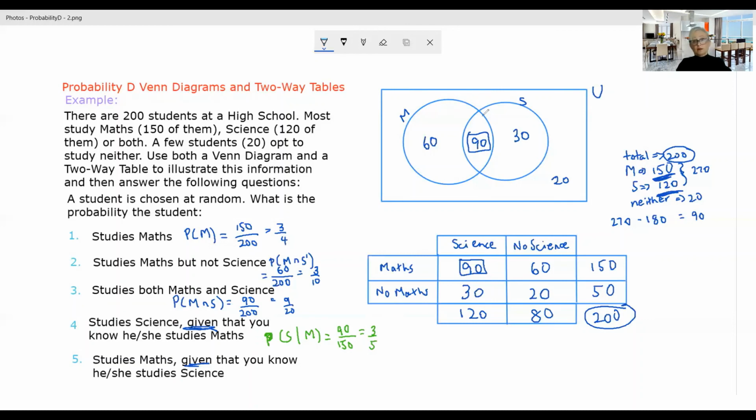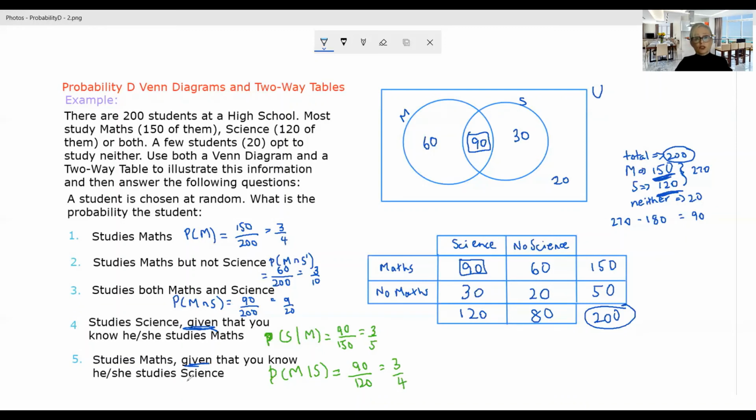So just saying that again, if you are told that the person studies maths, you then basically are only considering that part of your situation. So your maths total becomes your denominator and the number that do both becomes your numerator. Okay, similarly, in this case, we're just concerned with the people studying science and we want to know what's the probability that someone studies maths given that they study science. Well, the number who study science is 120 and the number of those who do maths is 90. So that's 3/4.